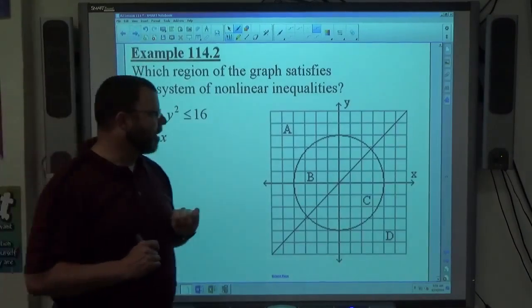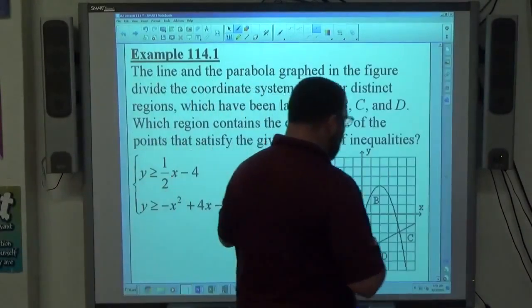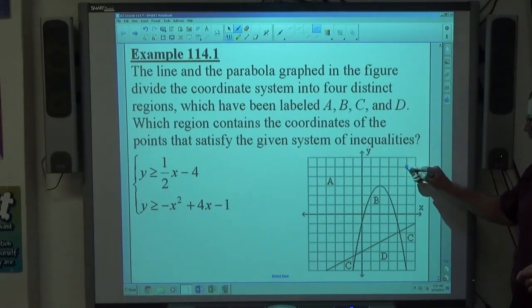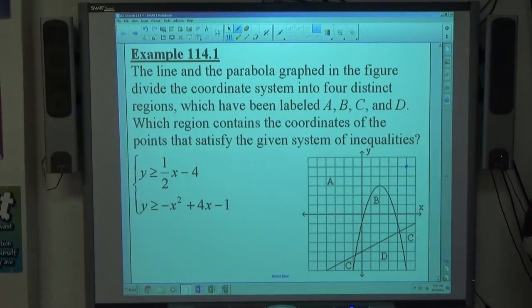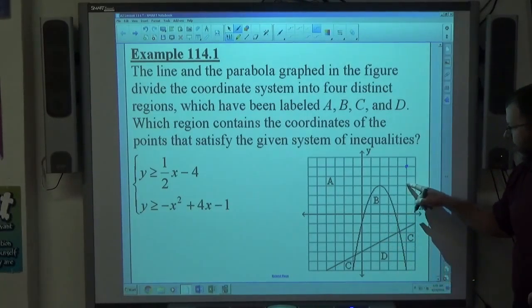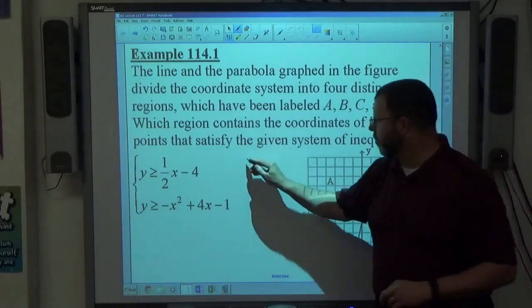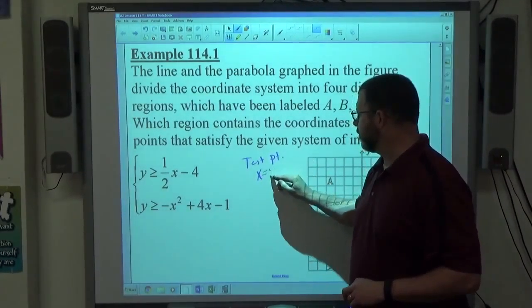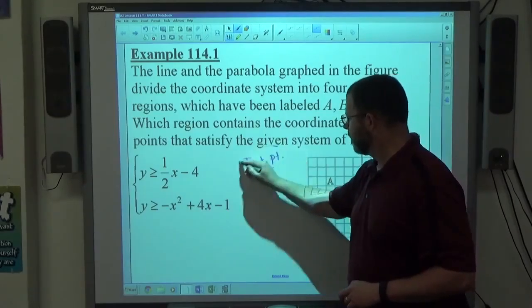Okay, all we need is a test point. It doesn't matter what the test point is as long as it does not lie on either graph. I could pick the test point. I'm going to pick this one over here just to be different today. I just feel like being different. There's my test point. 1, 2, 3, 4, 5. 1, 2, 3, 4, 5. So my test point is x equals 5, y equals 5.